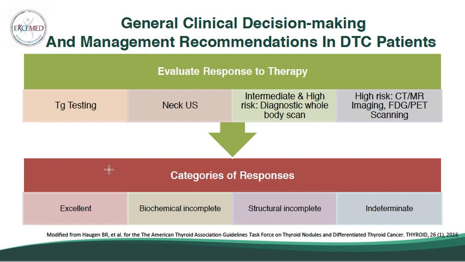So if the patient has undetectable thyroglobulin, nothing found on the ultrasound, nothing found on the diagnostic whole body scan, then you can say that the patient has an excellent response. If the patient has an elevated thyroglobulin but elsewhere there's nothing, no structural disease, then you can classify it as a biochemical incomplete response. If the thyroglobulin is not detectable, but there's something in the neck ultrasound and in the diagnostic whole body scan, then you can say it's a structurally incomplete response to therapy. Or if it's hard to tell, you can classify it as indeterminate.